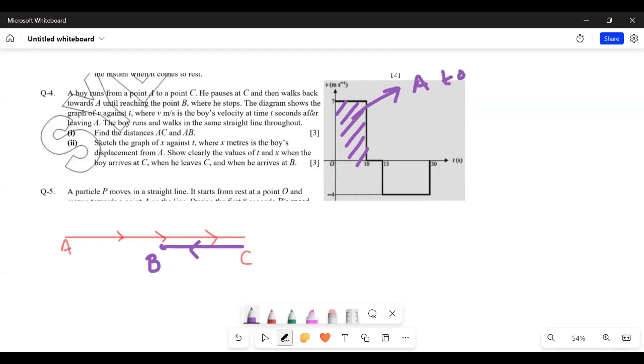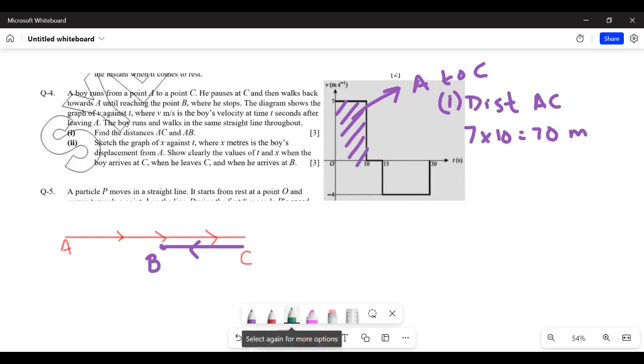Now from O levels, we know that if the graph is a velocity time graph or a speed time graph, you can find distance through area. So for part 1, distance AC is the area of this rectangle, which is 7 times 10, which is 70 meters. Do we have a unit mentioned here? Yeah, 70 meters, since it says meters per second. So that's the distance from A to C.